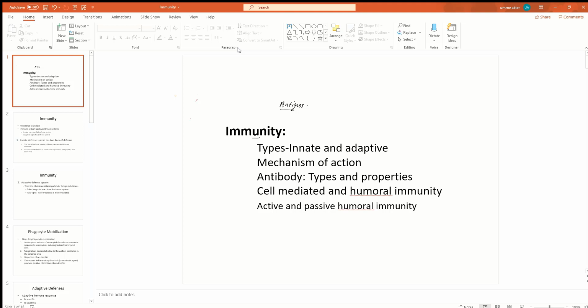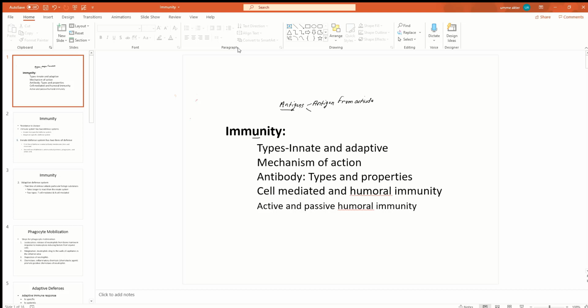Now antigens can come from outside. We all know that microorganisms like bacteria, virus, right? They try to invade into your body and harm your body and cause diseases. So your body will fight against them. So that is one type of antigen that comes from outside of the body.